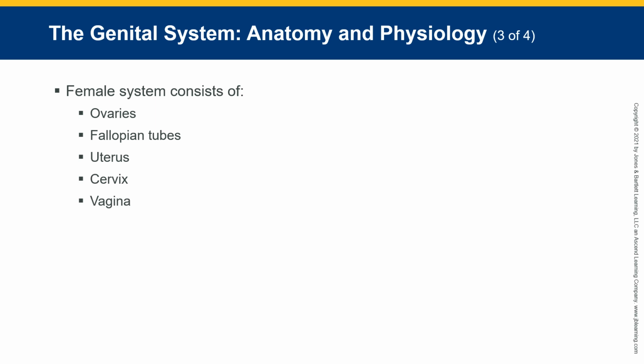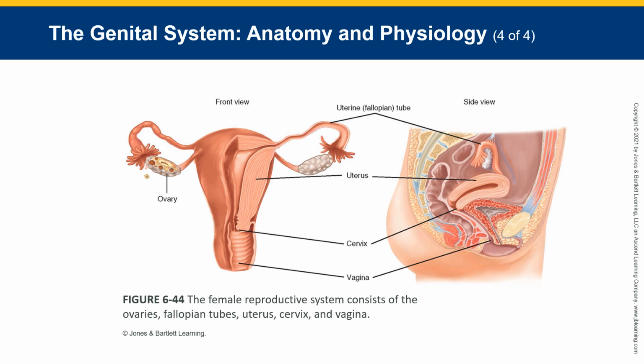The female genital system is the ovaries, fallopian tubes, uterus, cervix, and vagina. There are lots of different female reproductive issues that can happen. They get their own chapter later on, as well as neonates and pregnancy, which also get their own chapter. So we will talk about this system again, but here is a picture of that.